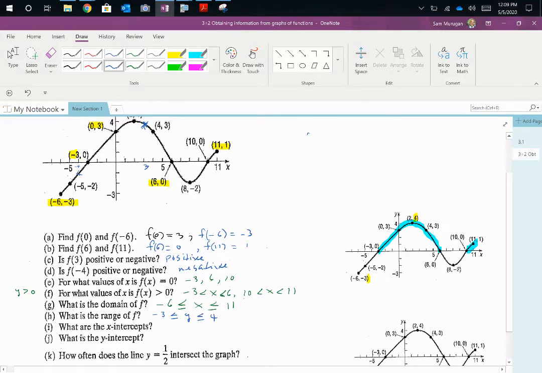The x-intercepts are the points where the graph crosses the x-axis, so -3, 6, and 10. And the y-intercept is the one point where the graph crosses the y-axis, which is 0. Which is 3. This point right here, that point. The y-intercept is 3.